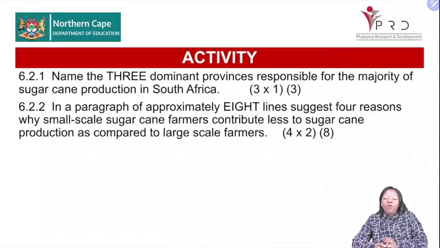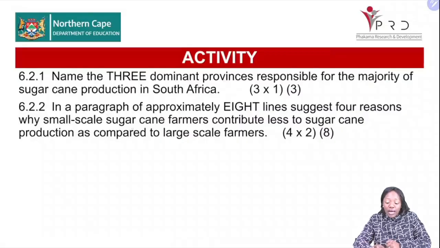I believe we are all done with the extract. So you've got the 2 questions there. The first one: name the 3 dominant provinces responsible for the majority of sugarcane production in South Africa. Then secondly, it's a paragraph question. In a paragraph of approximately 8 lines, suggest 4 reasons why small-scale sugarcane farmers contribute less to sugarcane production as compared to the large-scale farmers. 4 times 2. So I'm going to give you 6 minutes, and then after 6 minutes, we will be able to do the corrections.